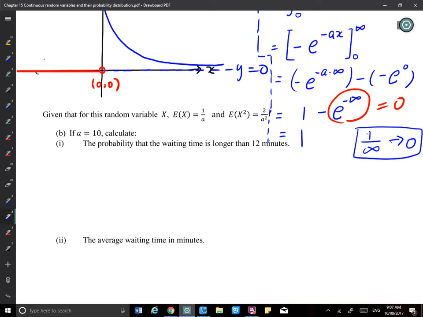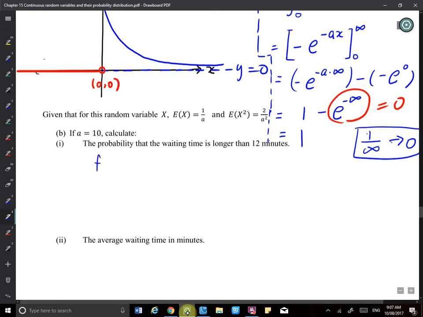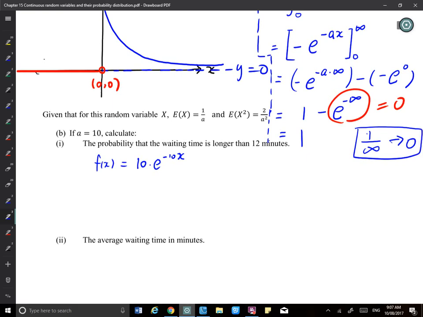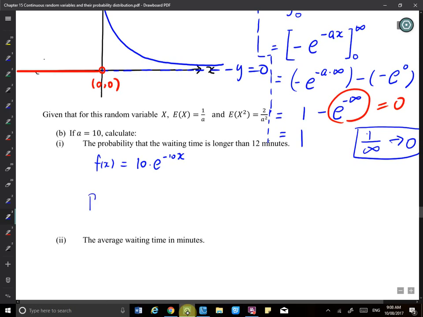So now for part B, we will assume that a equals 10. So my fx will become 10 times e to the power of negative 10x. Calculate the probability that the waiting time is longer than 12 minutes. Is that correct?